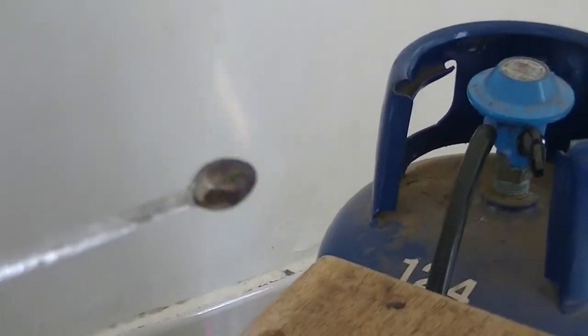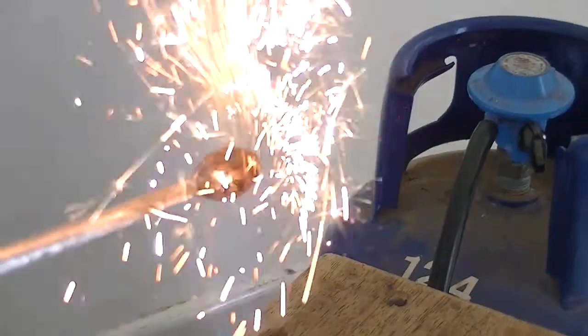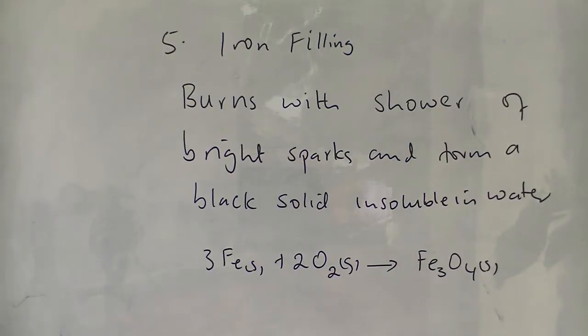Iron filings burn with a shower of bright sparks and form a black solid. Let us have a conclusion of our observation. Iron filings burn with a shower of bright sparks and form a black solid insoluble in water. So iron plus oxygen is equal to tri-iron tetraoxide.